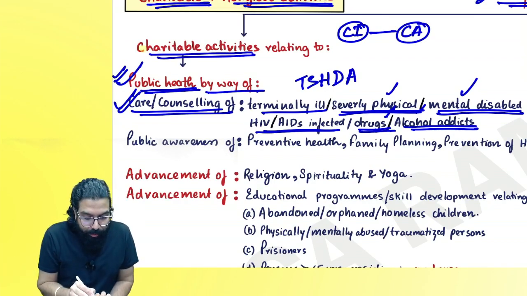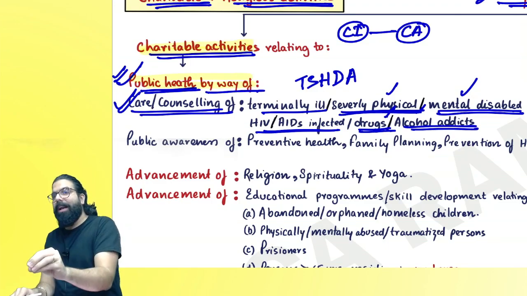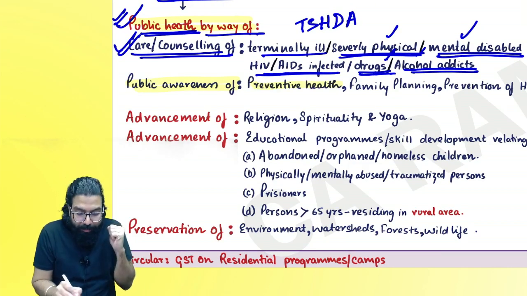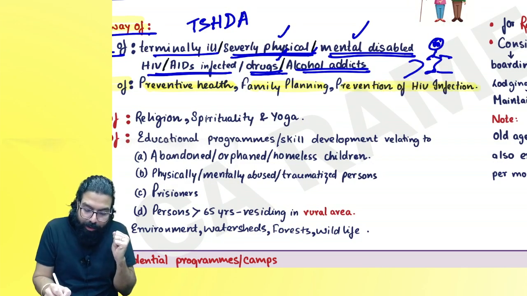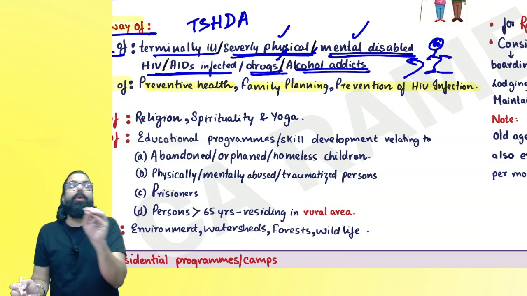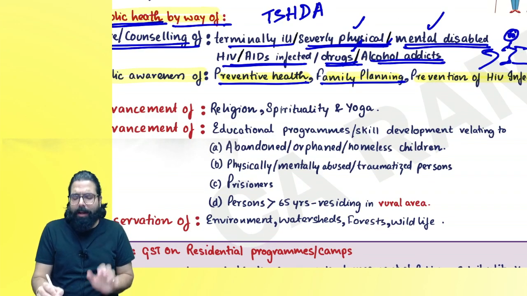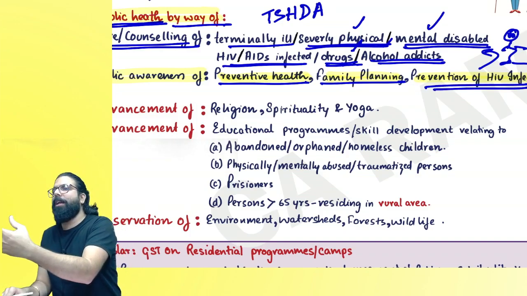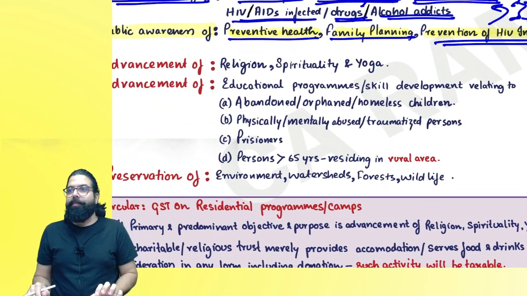Everyone over here now. If you are doing charitable activity which is public health related services by way of public awareness, public awareness about preventive health, about family planning, about prevention of HIV or AIDS so that you don't become about to go. Are we clear, everyone? So if you are doing public awareness of people about preventive health, family planning, prevention of HIV infection, then you are doing charitable activity. And if you are charging anything also, you will not charge any GST. Everyone over here. Can we go ahead, everyone?